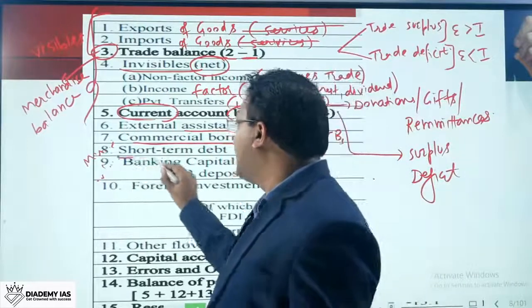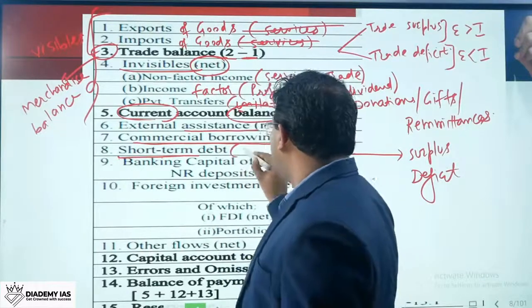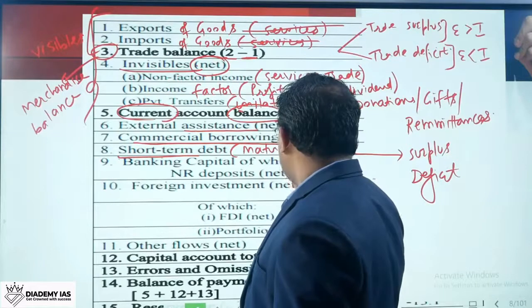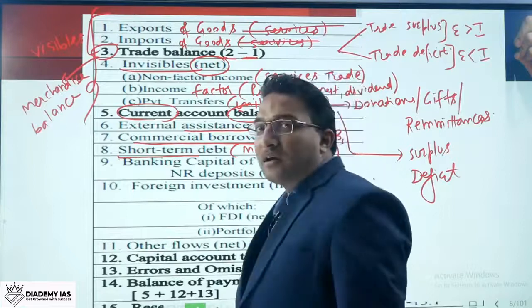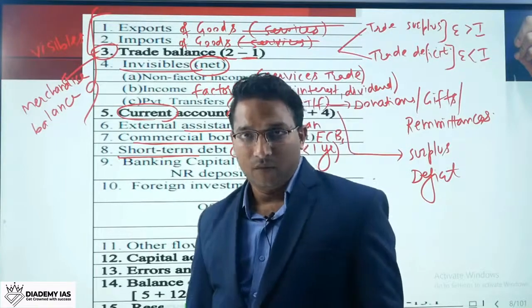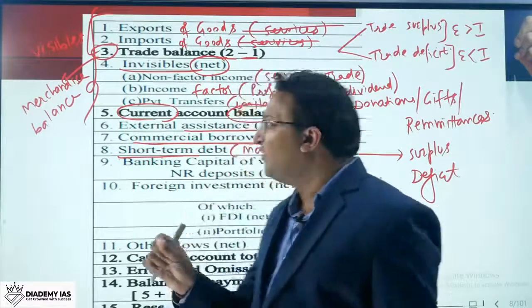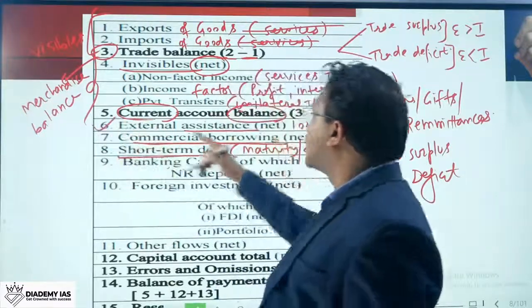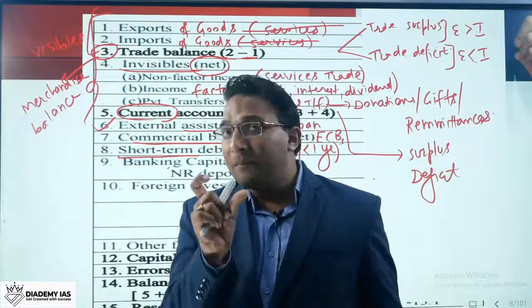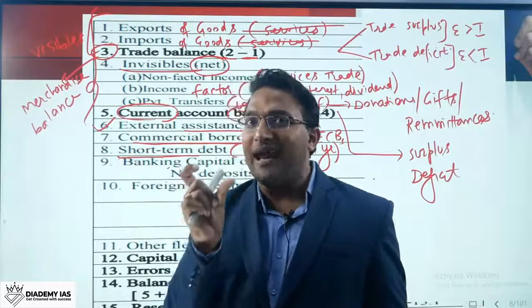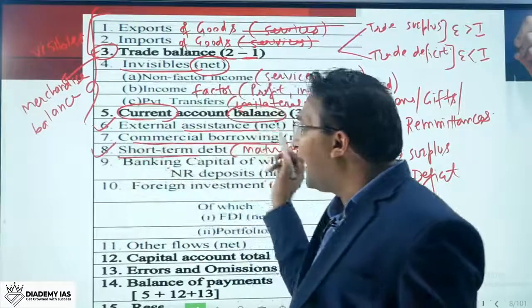Then we have short-term debt. So this short-term debt is basically any debt which has a maturity or repayment time of less than 1 year. So for example, the government has taken a loan for 10 years, right? For the initial 9 years, this loan will be classified into item number 6, that is the external assistance. And in the 10th year, that is the last year, when the repayment time is less than 12 months, when the repayment time is less than 1 year, in that year that loan will be classified into item number 8.